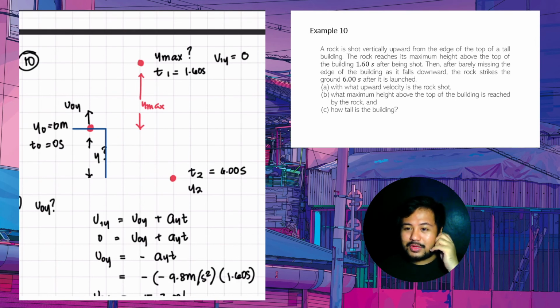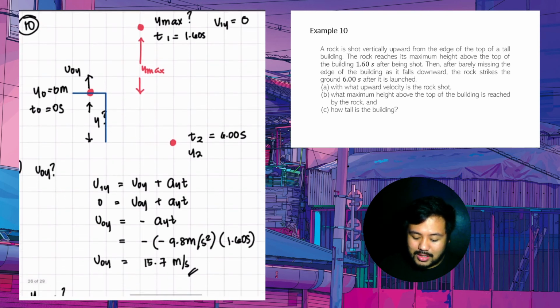Okay, so let's have letter A. With what upward velocity is the rock shot? So I will be analyzing this from point 0 going to the maximum height, wherein at maximum height I have the speed that is just equal to 0. So I will make use of my equation number 1. V1y is just equal to V0y plus ayt.